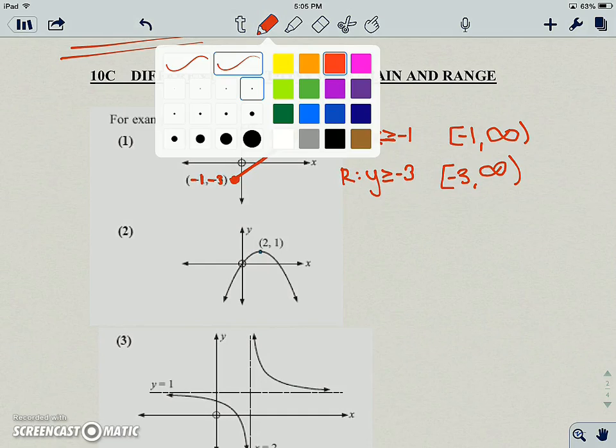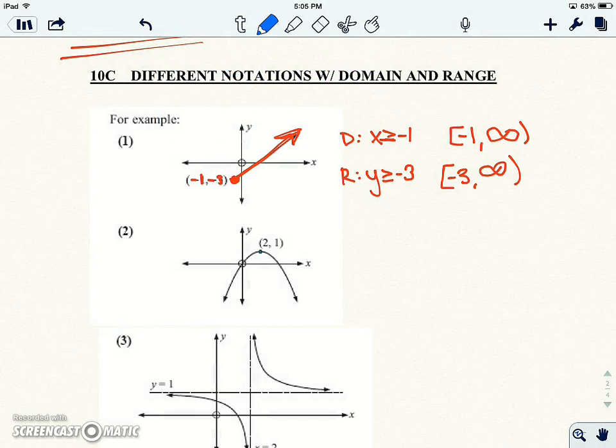The next one is a quadratic. And we're going to look for any quadratics that are vertical like this. They open up or down. Your domain is always going to be -infinity to infinity, or x can be any real number, x is an element of the real numbers. We'd write that as -infinity to infinity.